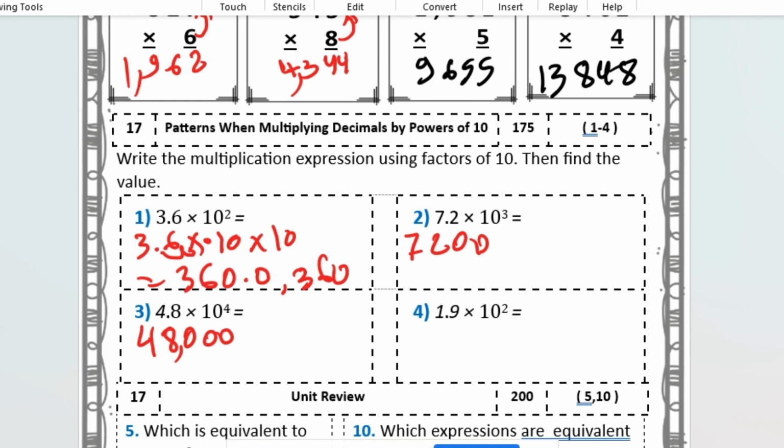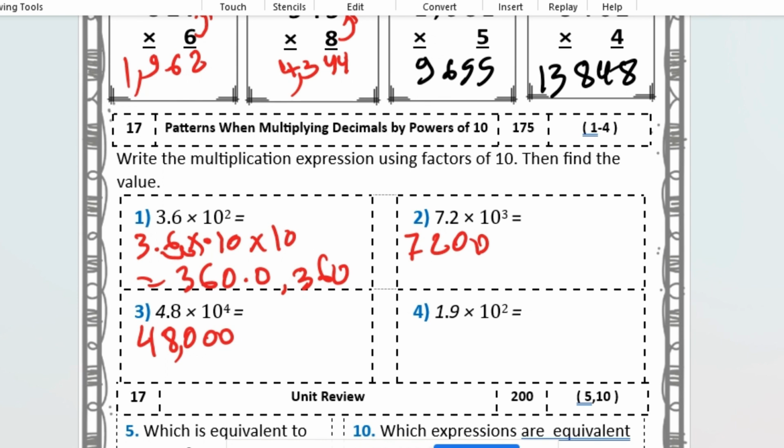48,000 has 3 zeros. Why? Because here we have the number 4, and here we have one digit after the decimal point. 4 minus 1 is 3, so we add 3 zeros. This is a fast way of solving.